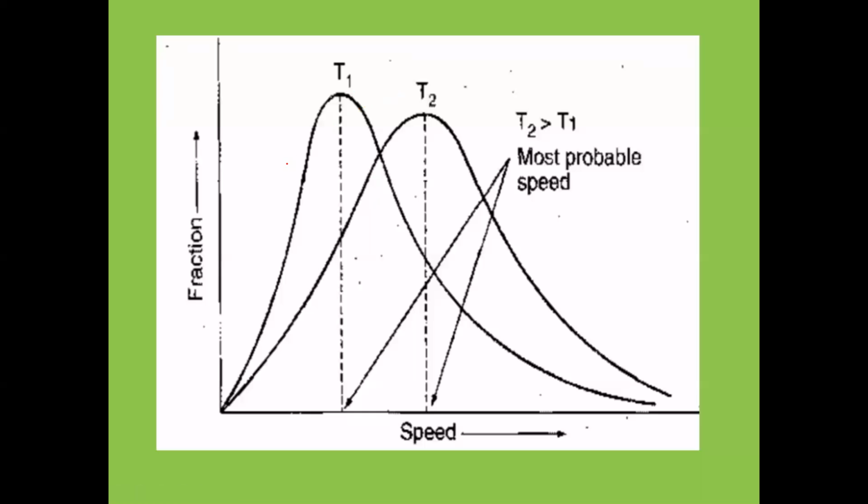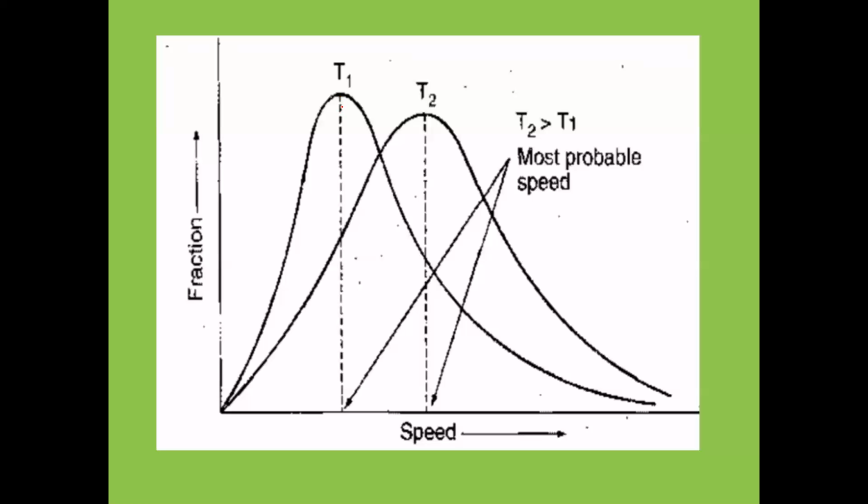Yesterday we discussed the graph of fraction of molecules versus molecular speeds. In this graph, at low temperature we get a narrow curve, and at high temperature we get a curve with a flat, broadened peak. The wider peak will be there at high temperature, and the narrow peak at low temperature. So keep this point in mind.